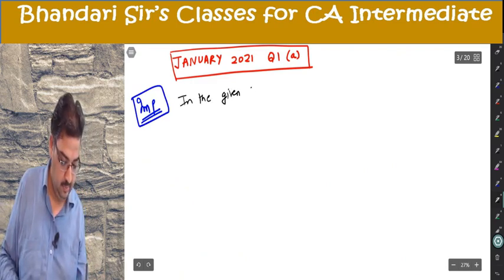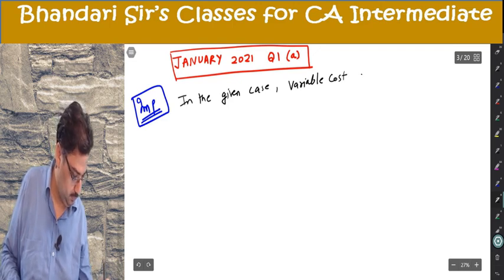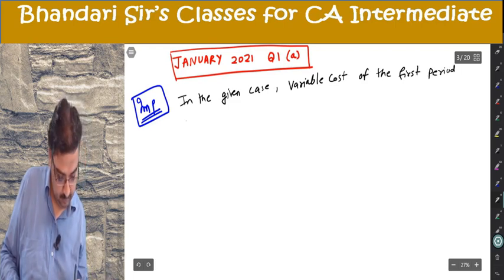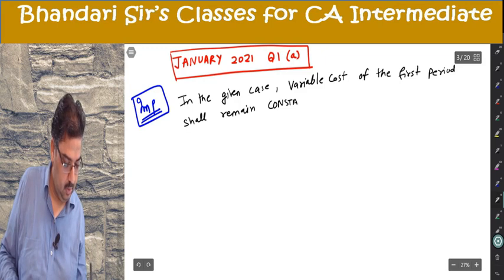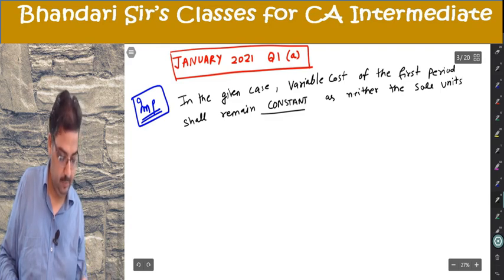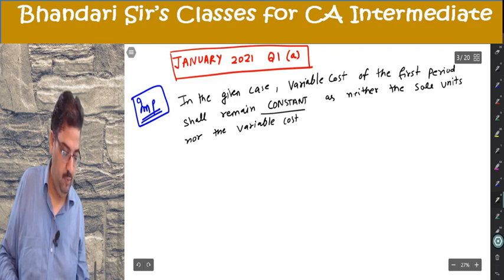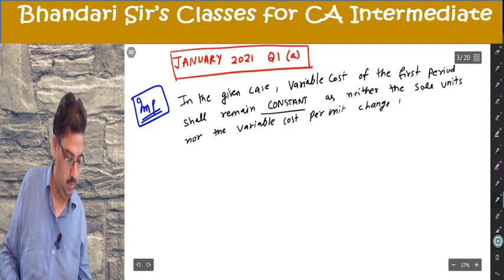In the given case, variable cost of the first period shall remain constant, as neither the sale units nor the variable cost per unit change in the second period.